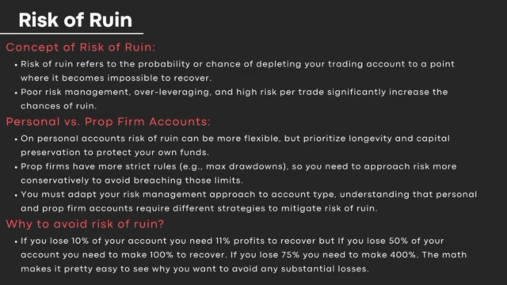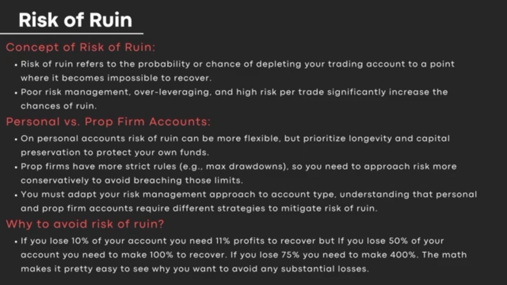Now let's look at the difference between personal accounts and platform accounts when it comes to risk of ruin. On a personal account, you have a bit more flexibility because there are no set drawdown limits or any maximum drawdown limits imposed by anyone, right? But that also doesn't mean that you can be reckless, right? Because after all, it's your own money on the line, and you still have to hold yourself accountable and follow your plan consistently with discipline. You still need to prioritize capital preservation and think about the long term, right? And keeping your account alive should be your top priority at all times.